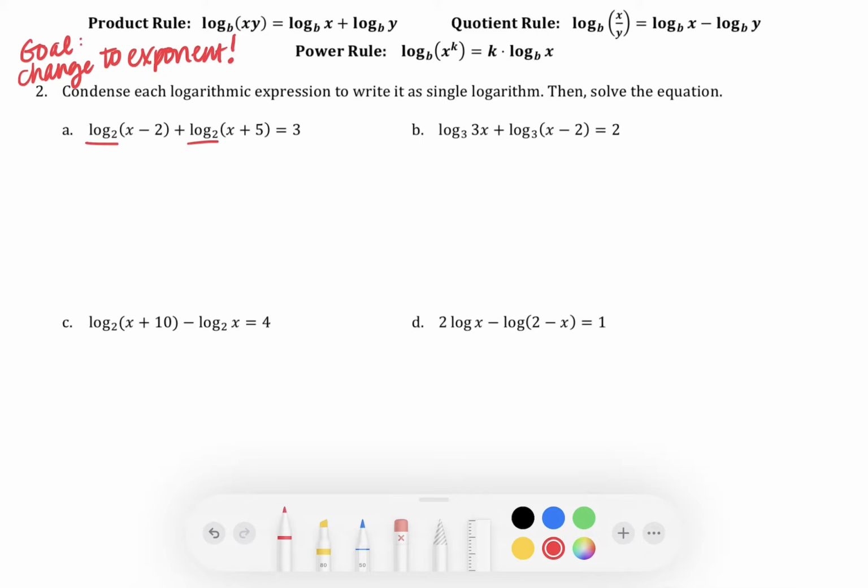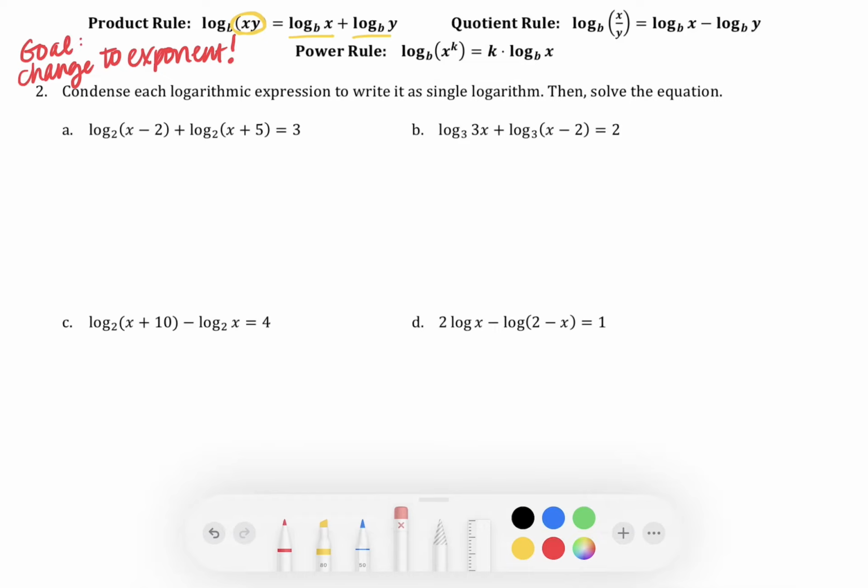So let's combine them. If you look at our product rule, it tells us that two terms multiplied expand to addition. Well, I've got addition right here. I've got this log plus this log. So let's undo that expansion. Let's condense it, bring the logs back together as just one log base 2.